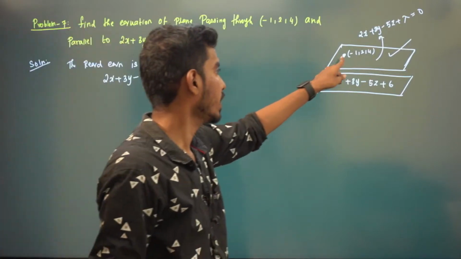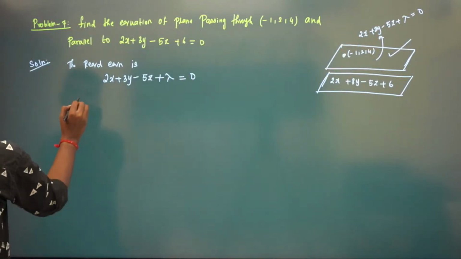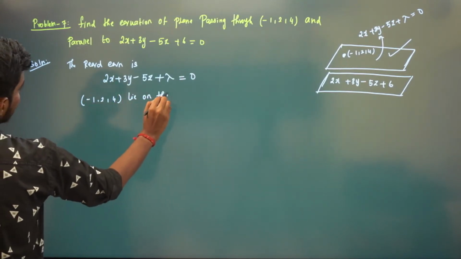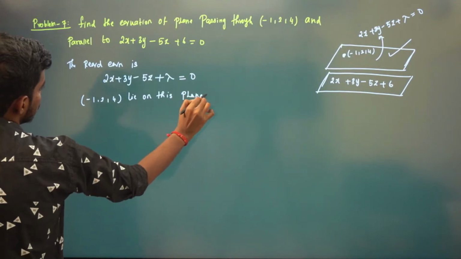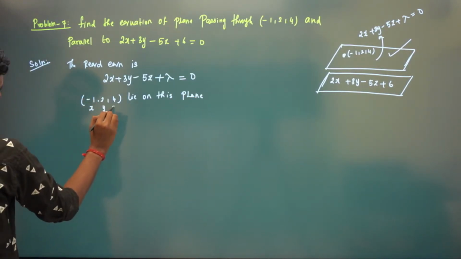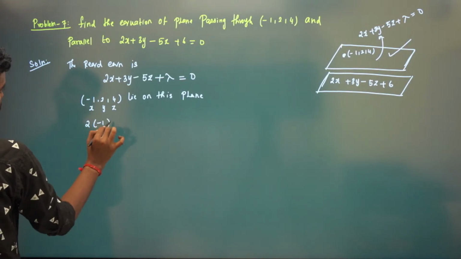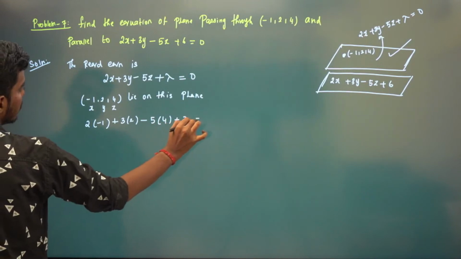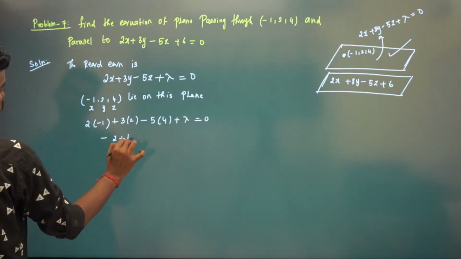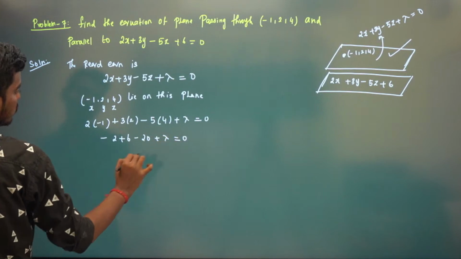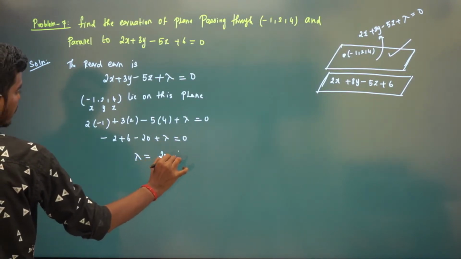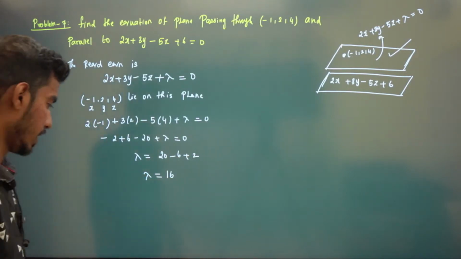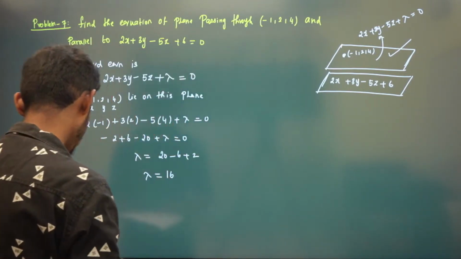Very simple. Minus 1 comma 2 comma 4 lies on this plane, so this is our x, y, z. We'll start with this equation. So 2 into minus 1, 3 into 2, 5 into 4 plus lambda is equal to 0. So minus 2 plus 6 minus 20 plus lambda is equal to 0. So lambda is equal to 20 minus 6 plus 2. So we have lambda to be 16.